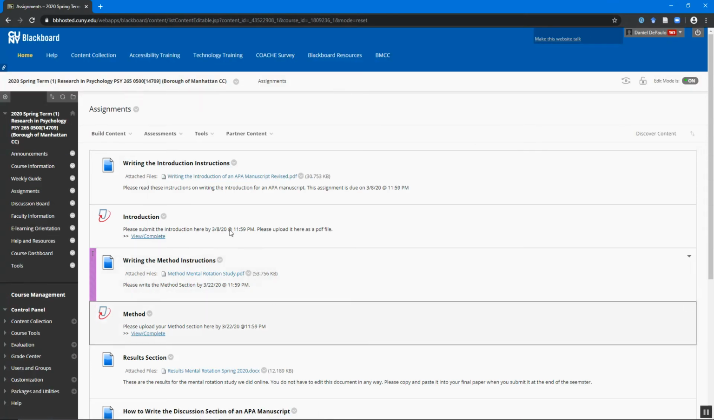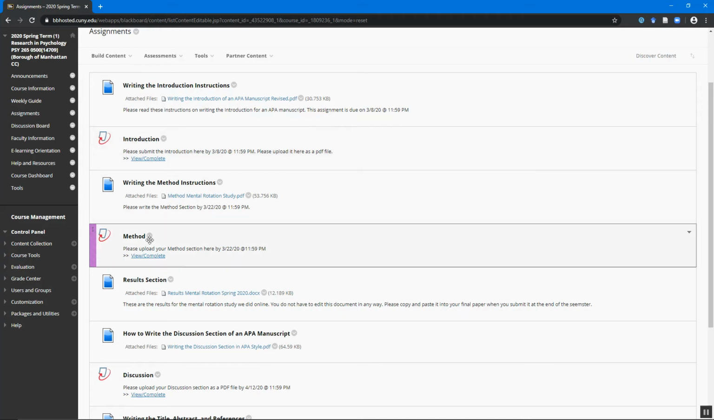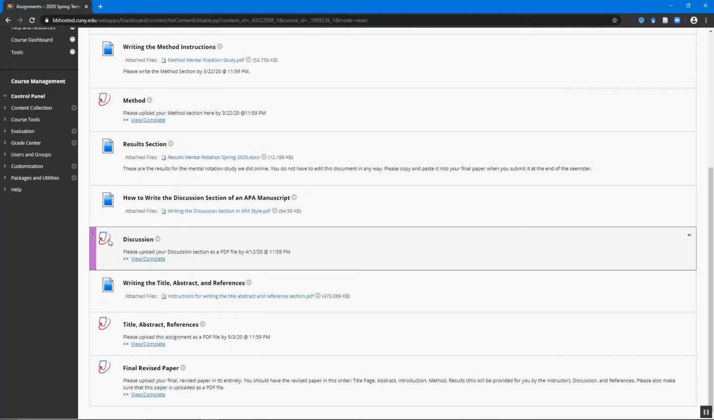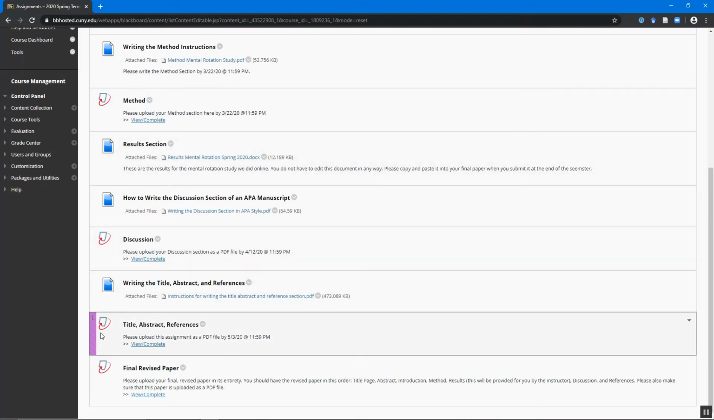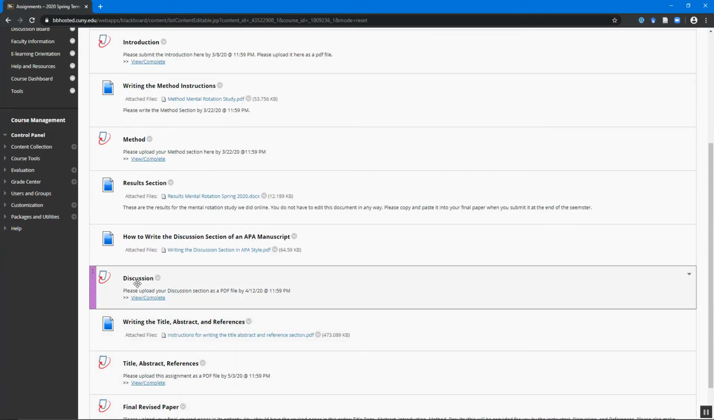If I go to assignments, here are all your assignments, and these red little icons here, this is where you're going to submit all your assignments. So you submit the intro here, the method here, which you should have done already, and the discussion here. Then later, the title, abstract, references, and finally the final revised paper. After you get all the feedback from me, you're going to submit your final paper here. For the discussion section, you're going to submit it at this tab here where it says discussion.